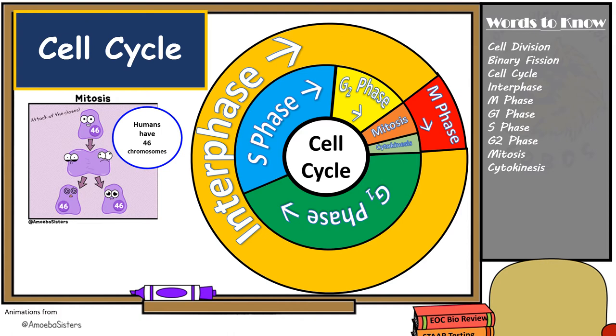Once mitosis is complete, the cell divides into two daughter cells that are identical to the parent. This is actually the process known as cytokinesis, which is where the cytoplasm and the organelles are divided into two cells.